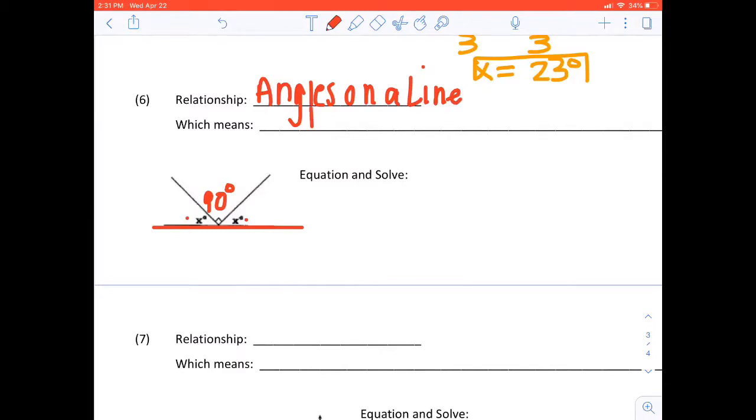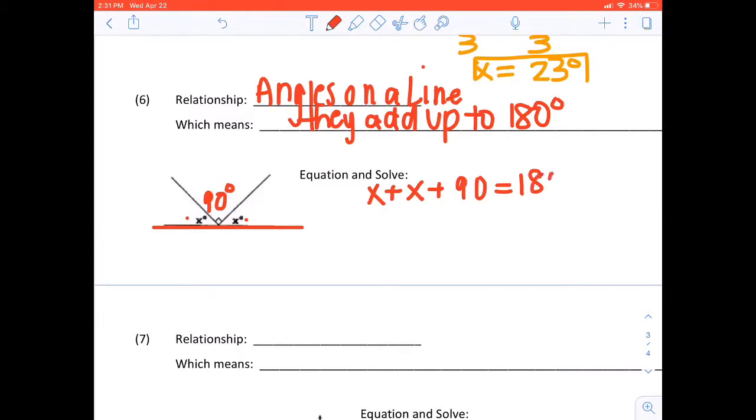When we have angles on a line, that means they add up to 180 degrees. So let's set up the equation and we'll solve for x. So we have 3 angles. We have x, x, and we have 90. They all add up to 180. So let's add x and x. Those are the same. Remember, that's actually 1x plus 1x. So 1x plus 1x is 2x's.